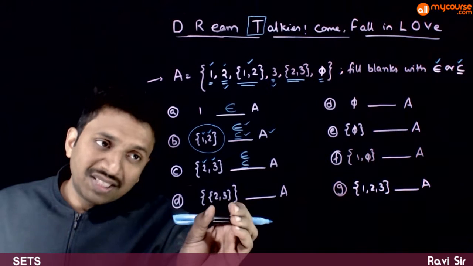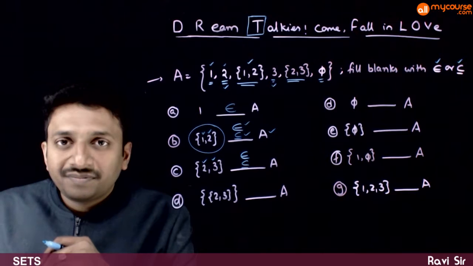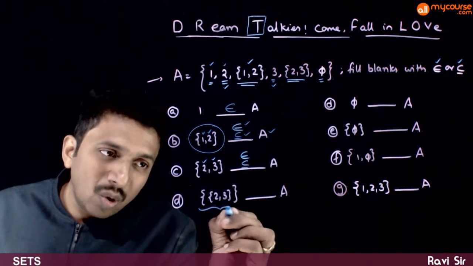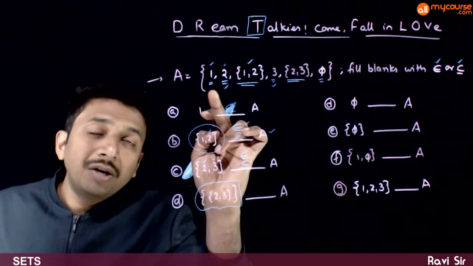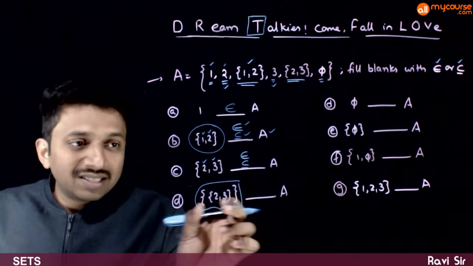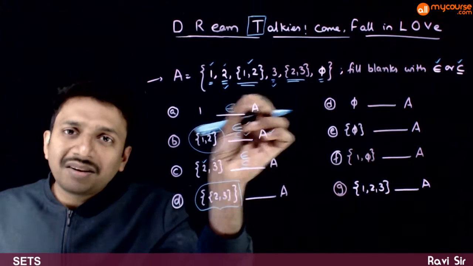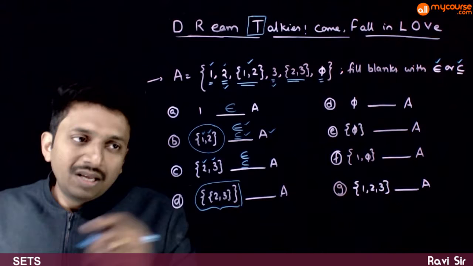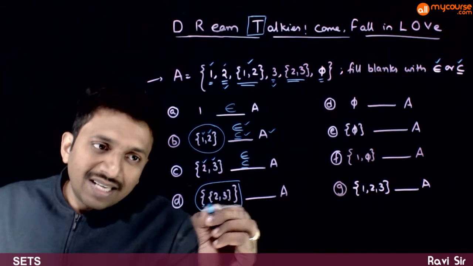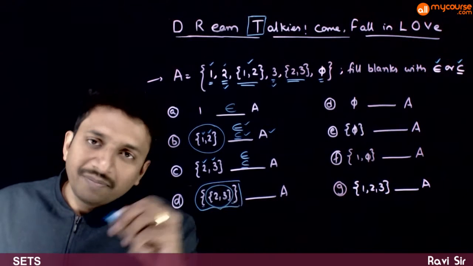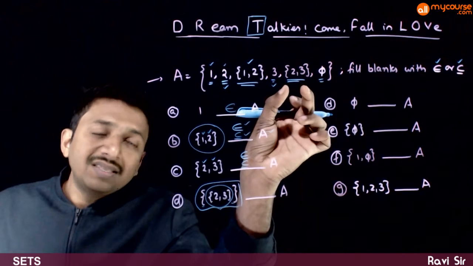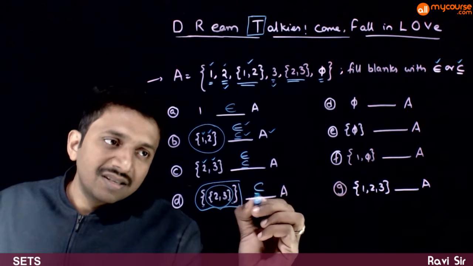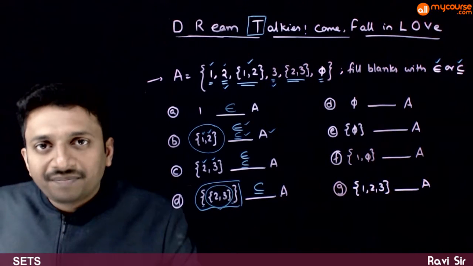So now let us go to the set containing set {2, 3}. Does this whole element belong to A? No. The set containing set {2, 3} is not there as an element of A. So belongs to cannot come here. Now if you take this set containing set {2, 3}, as you can see, set {2, 3} is an element of A. So this belongs to A, hence this set is a subset of A.